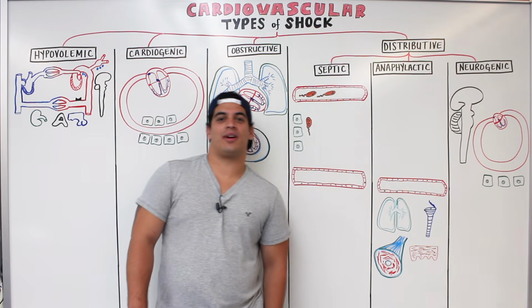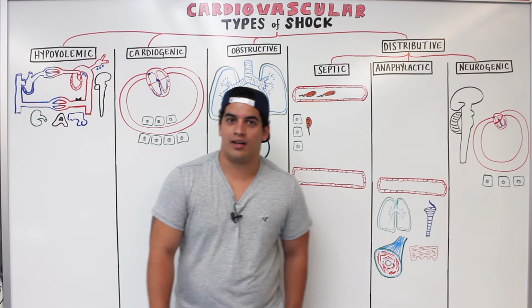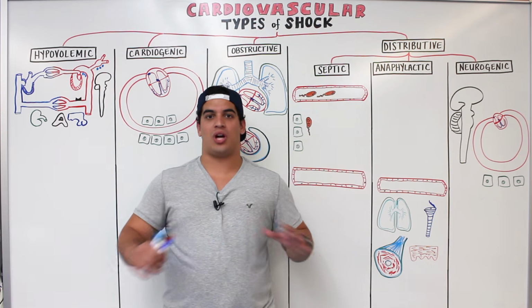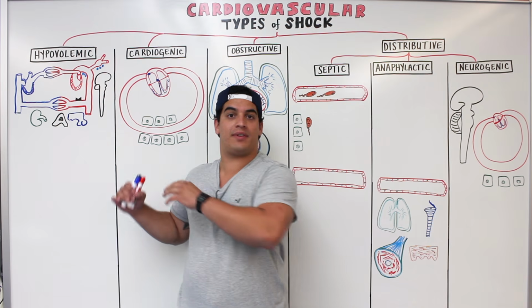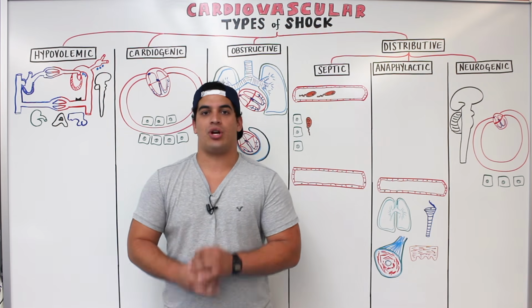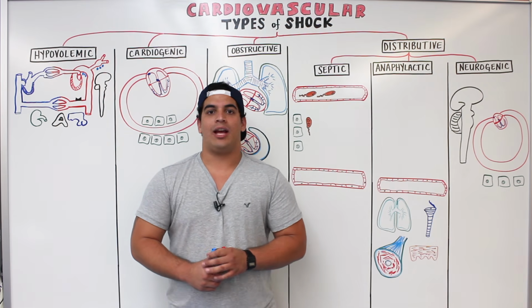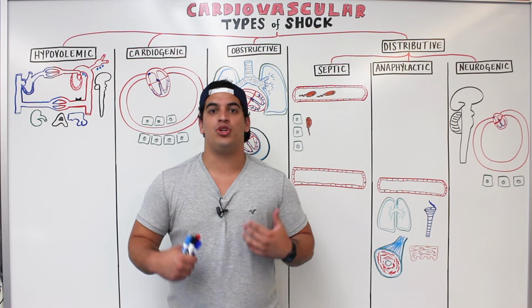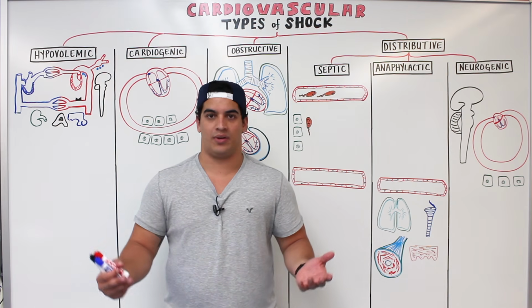All right, Ninja Nerds, in this video we're going to talk about the various types of shock. Now first off, how would we describe shock, just in general, before we go into each different type of shock? We can say that shock is any situation in which there is an inadequate tissue perfusion. In other words, there's not enough blood flow going to the tissues.